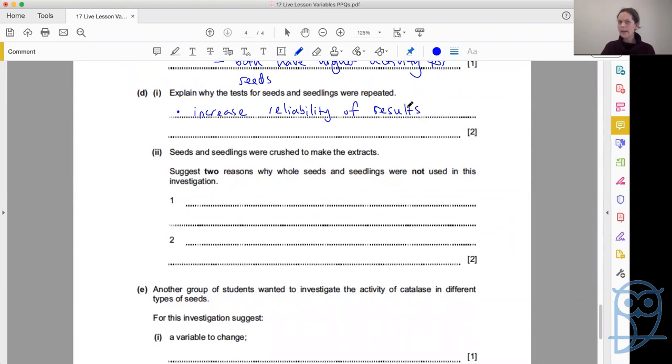But now that's only 1 point. And there are 2 marks here. So we have to think a little bit further. Why else would we repeat? Okay, so we're going to increase the reliability of the results. But what does that really mean?